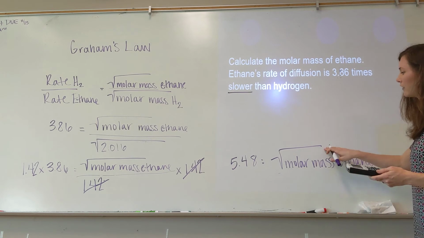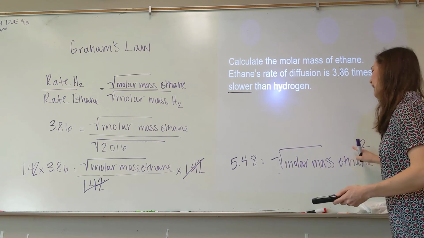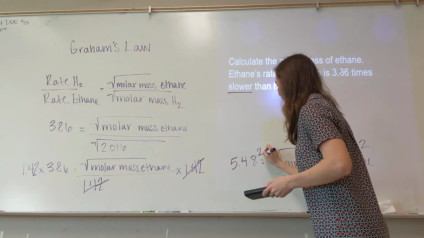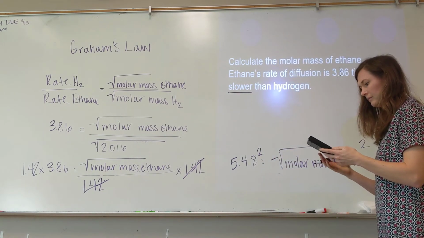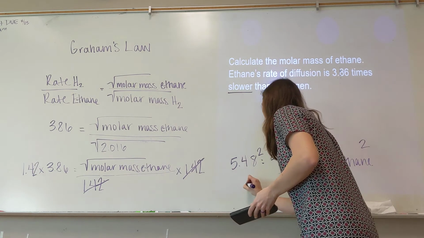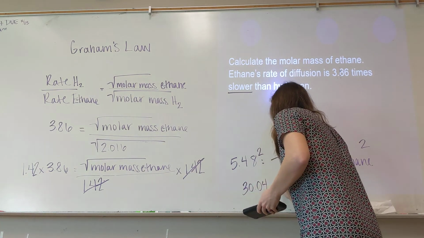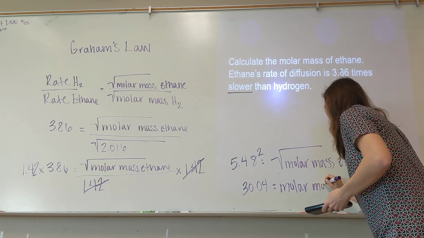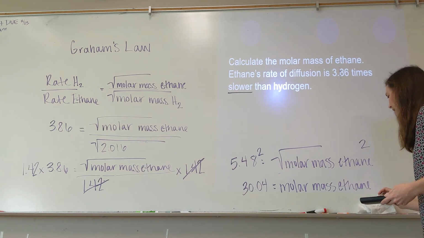So how do I get rid of the square root? Well, I need to square it. And again, whatever I do to one side, I do to the other. So I'm going to square my 5.48. Now I get 30.04 is equal to the molar mass of ethane. And you are done.